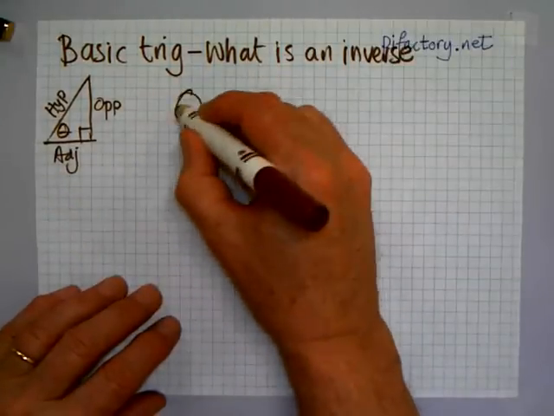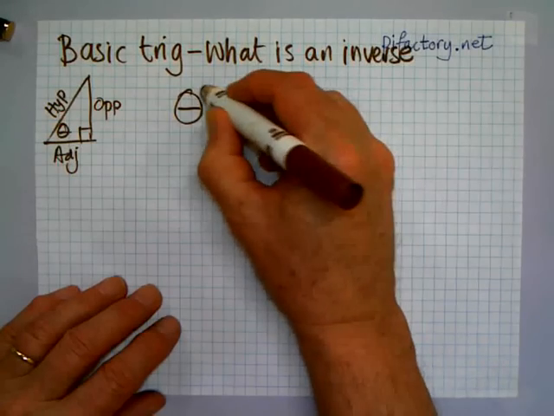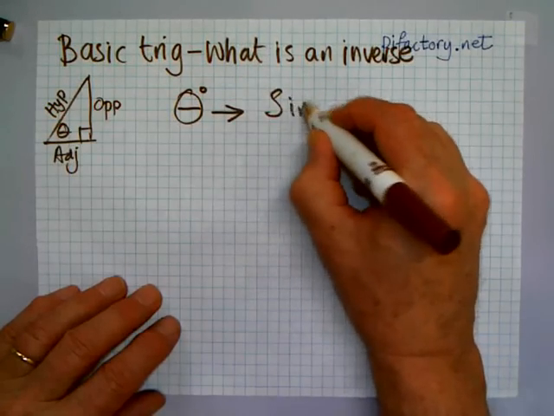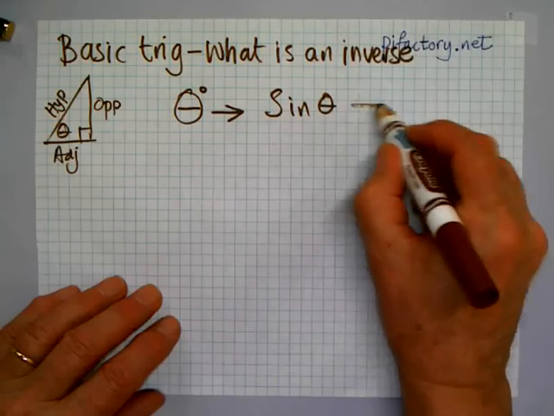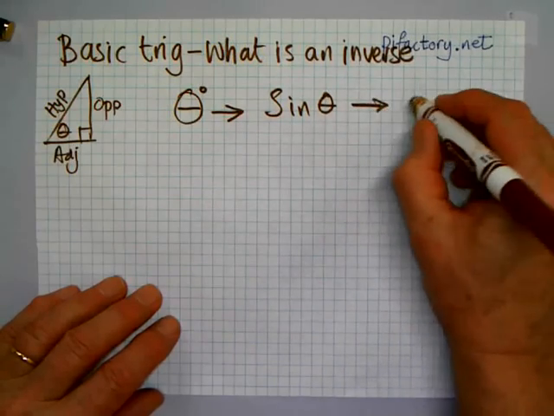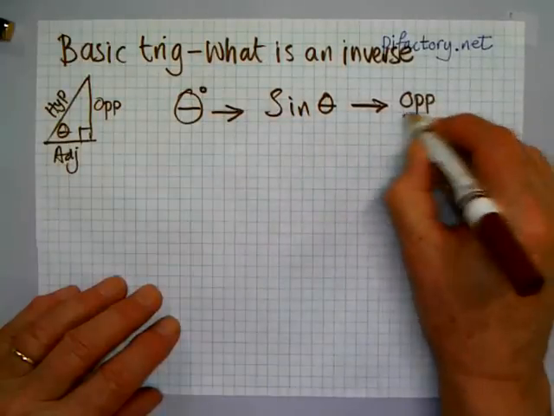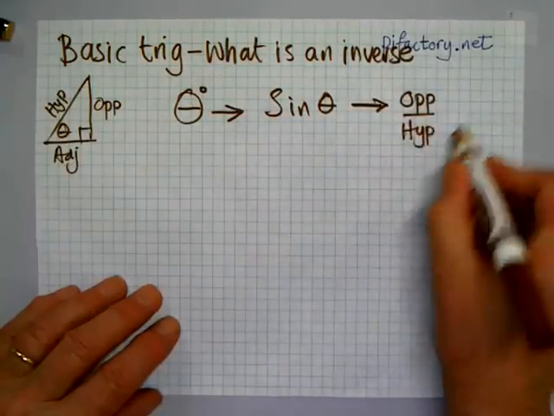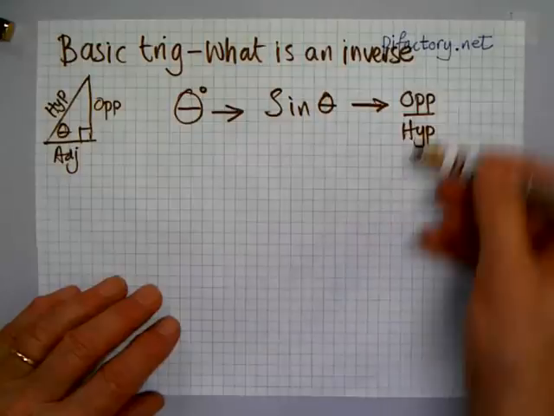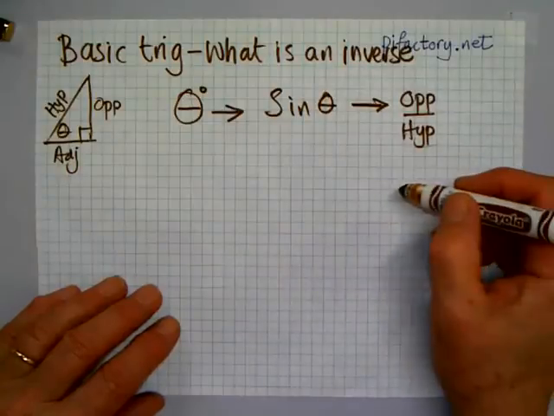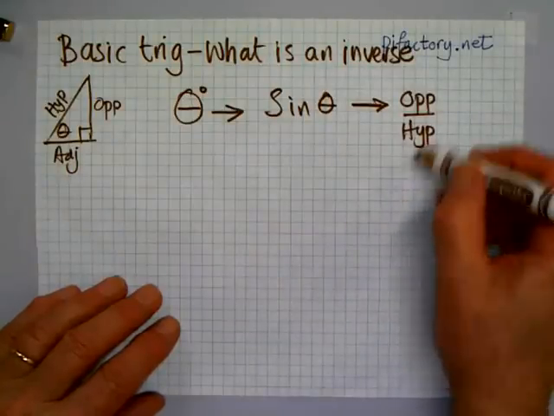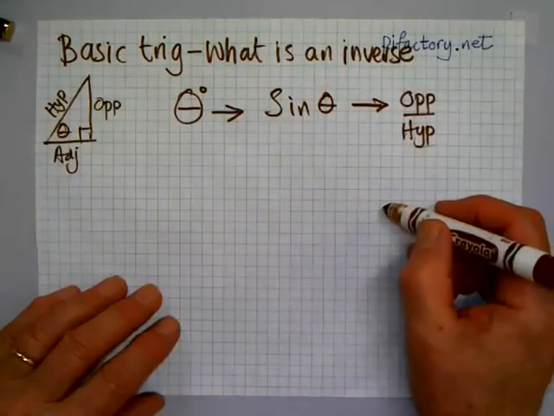So if we put theta degrees into sine theta, what comes out is opposite over hypotenuse, or the result of that. Doesn't come out as a fraction, it just comes out as usually as a decimal.